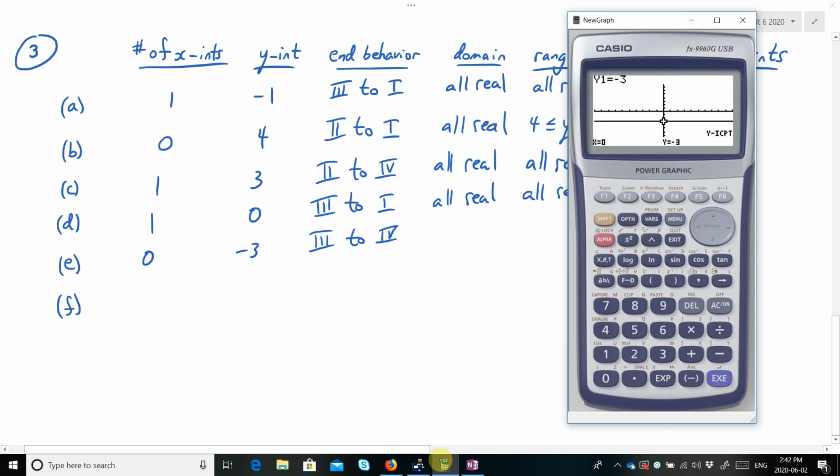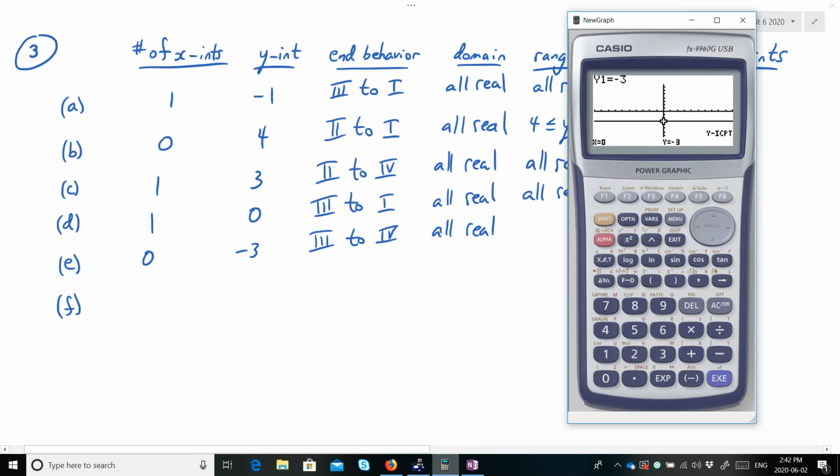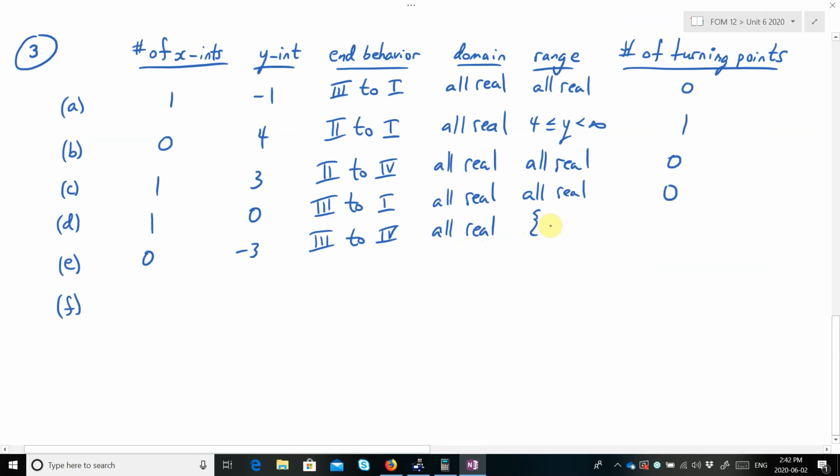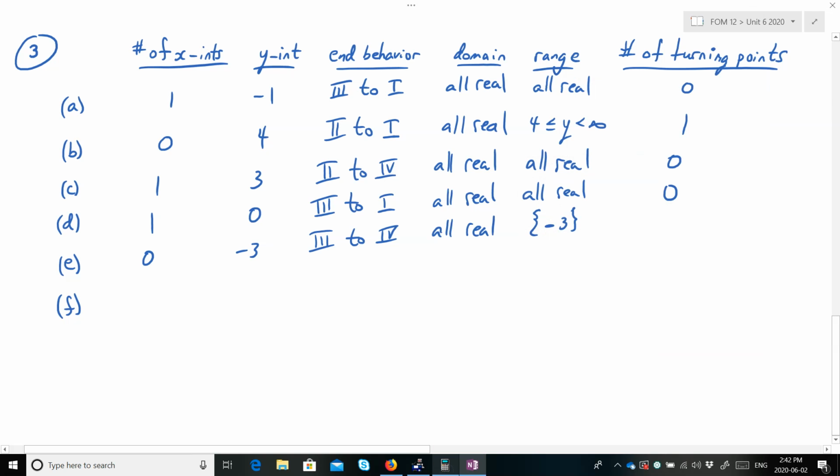The domain, how far to the left and right does the graph go? All real. How far does the graph go up and down? It doesn't move up or down from that y equals -3 spot. So the range, the only y value that is used for that graph is -3. And it has 0 turning points because it's a straight line.